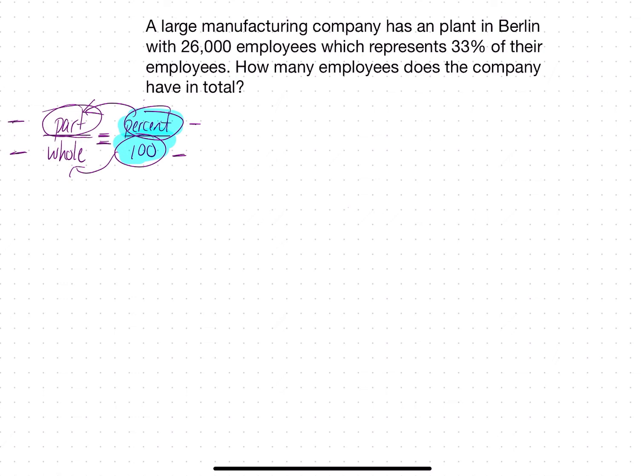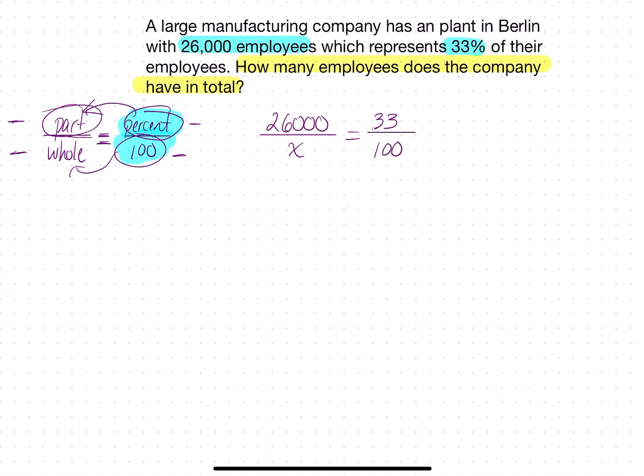In the numerator we have a part. And so how we use this to solve this problem is we just put in the corresponding parts. Drawing information from our problem here, we have 26,000 employees, which represent 33% of the employees in total. What we're trying to find is how many employees the company has altogether. So what's the part? Well, the part is 26,000, representing those employees, over the total number of employees. We don't know that, so we're going to put in an x. And then we put the percent that 26,000 corresponds to, 33%, and we put that over 100.